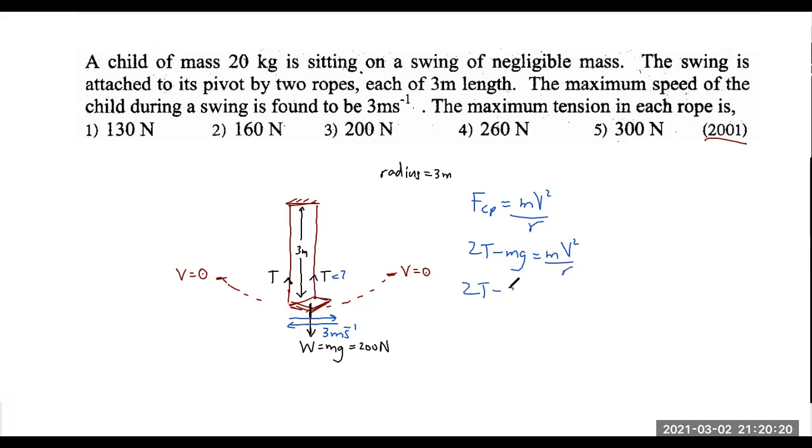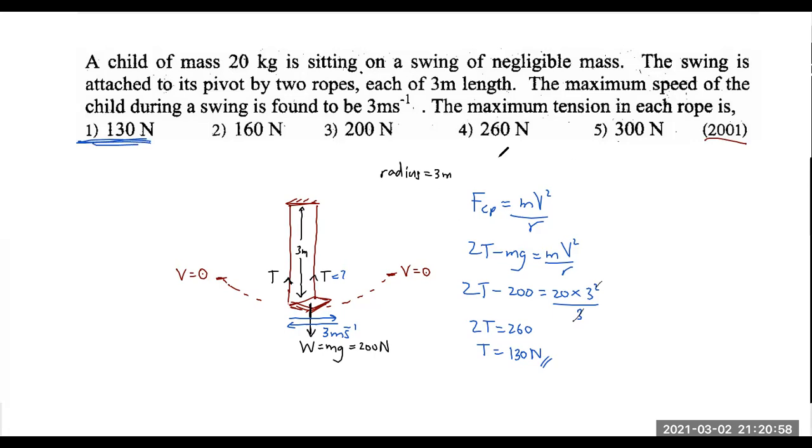2T minus mg, which is 200, equals m, which is 20, into v squared, which is 3 squared, divided by r, 3 meters. Then you can cancel out the 3 with the 9. Then you get 60 there. 200 comes to the other side. Then what do you get? 2T is equal to 260. So if you choose 260, it's wrong. So T is equal to half of that, 130 Newton, because tension in each rope is what we are supposed to find out. First one is the answer.